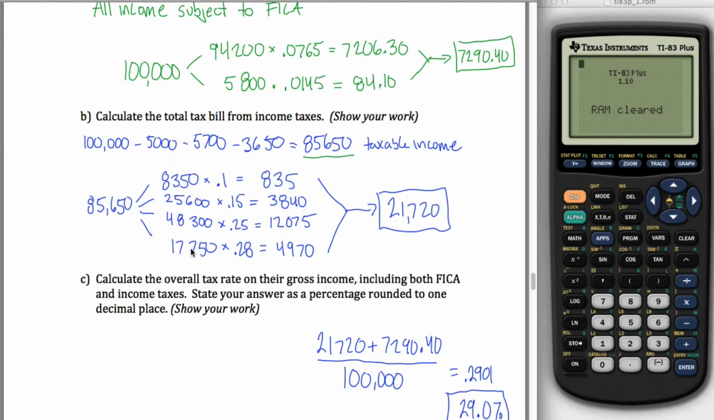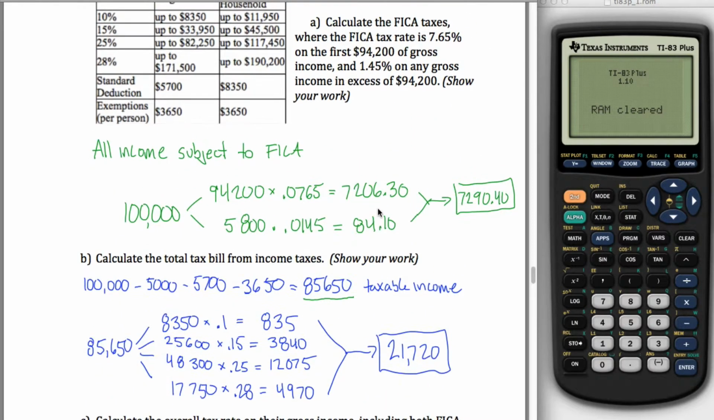Everything's fine up through here except for this last category. So if you go back up to the original problem, it says that any income up to $171,000 is taxed at this 28% rate. That's any income after $82,250 up to $171,000. So what I did is I took $100,000 and took away the $82,250 to see how much would fall in this bracket right here. But that's not the right thing to do because we only have $85,000 in taxable income.